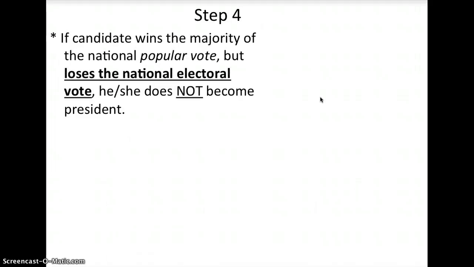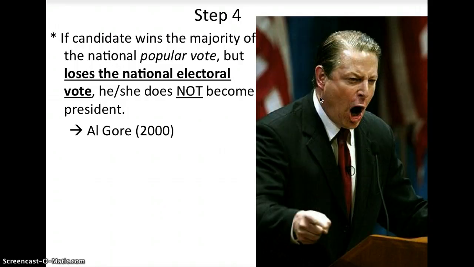However, you can win the popular vote at the national level, but lose the national electoral vote. And if you lose the national electoral vote, even if you had the most popular votes, you don't become president. This is a picture of Al Gore, and I love this picture. It's totally out of context, but you can see how frustrated he might have been that he had many, many more votes than George Bush if you add all of the people's votes up from all the 50 states together. But George Bush had more electoral votes, and in the Constitution, the electoral votes are what count.